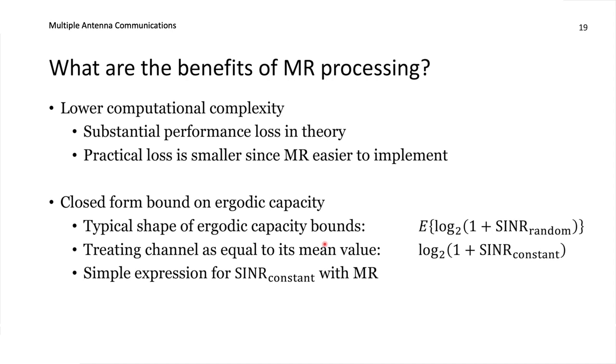And then we get capacity bounds that look much more like an additive white Gaussian noise channel, where we have log 2 of 1 plus an SINR expression, which is now constant. It doesn't depend on the randomness of the channel. However, in this expression, there are still expectations with respect to that randomness. But when we are using MR, we can compute all those expectations in closed form, and we get a very simple expression for the entire ergodic capacity.